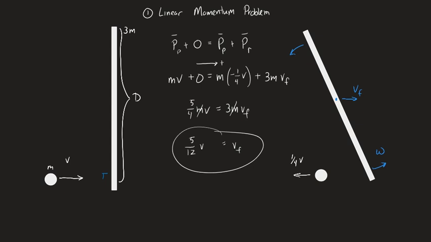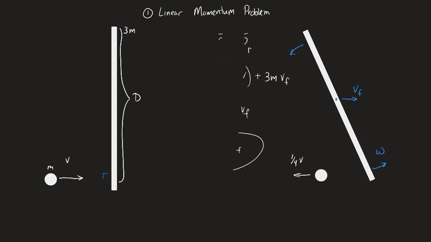Any questions about this? This is pretty simple, right? If I had just had blocks here and it wasn't a rod, that should have been a no-brainer and a very straightforward question. But now we have the second part of this problem. What is the angular velocity of the rod after the collision? That's going to take some work. So part 2 of this problem.